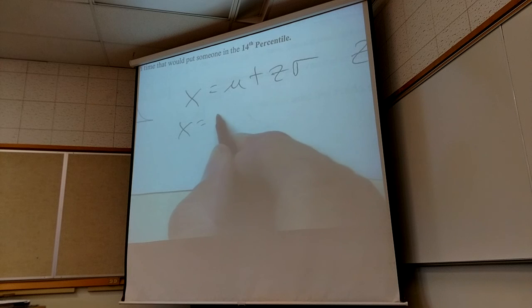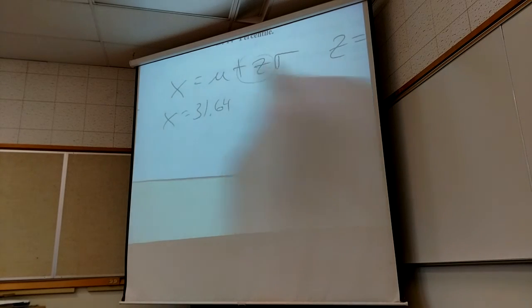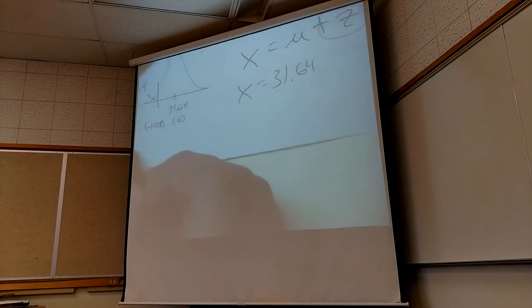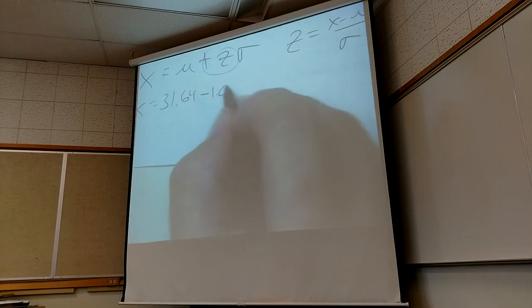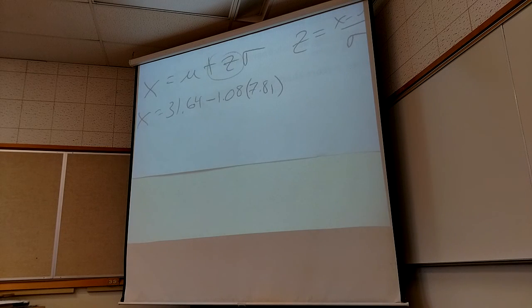So x equals... the mean was 23.1... the mean was 31.64. And the z-score is negative, so I want to go down 1.08 steps, and every step is 7.81. So if I start at the mean and go down 1.08 of those, I'll end up at the 14th percentile. I'll end up at the time that's got 14% below it. In this case, is that a good place to be?